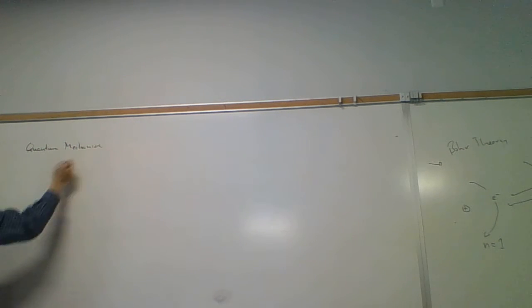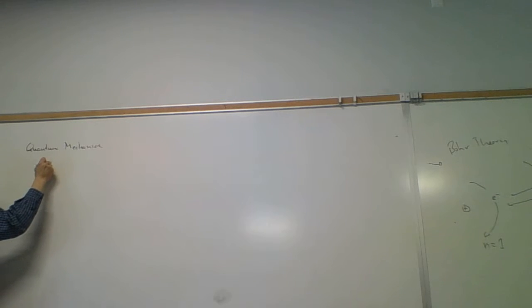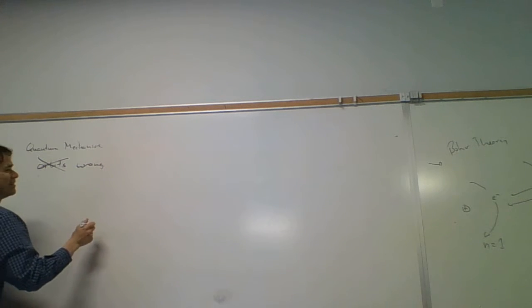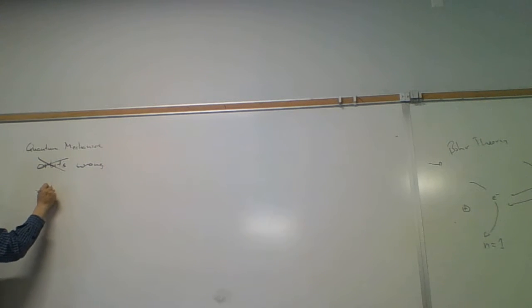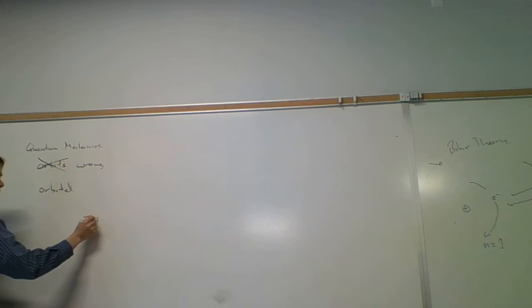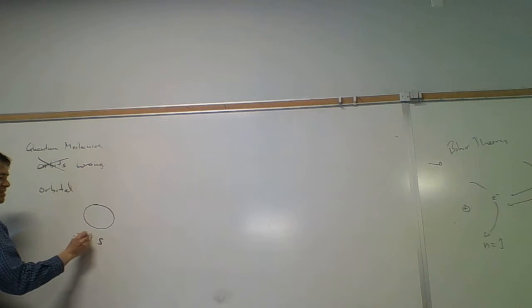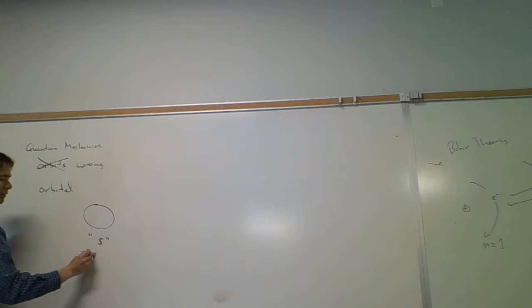In quantum mechanics, we get rid of the idea of orbits. Orbits are wrong. And we replace that with something that sounds very similar. We replace it with something called an orbital. And the orbitals are going to have different shapes, like you see in the standing waves there. The simplest orbital is going to have a spherical shape. This is an S-type orbital, which is spherical.